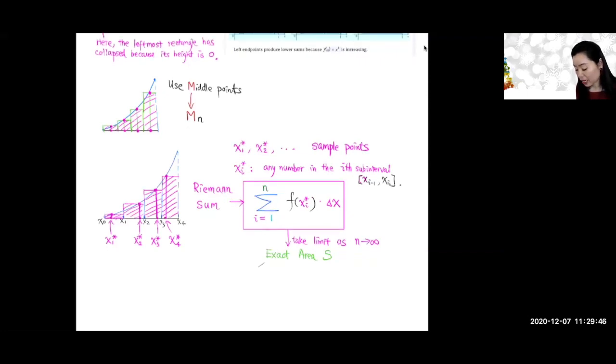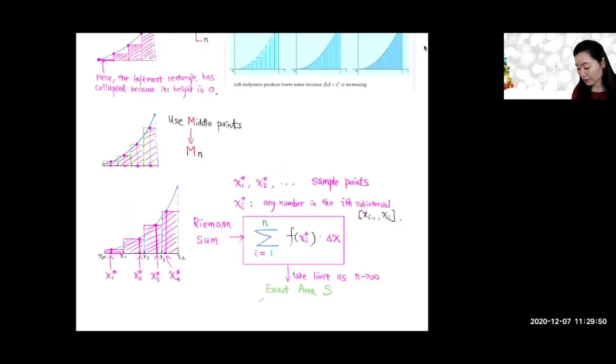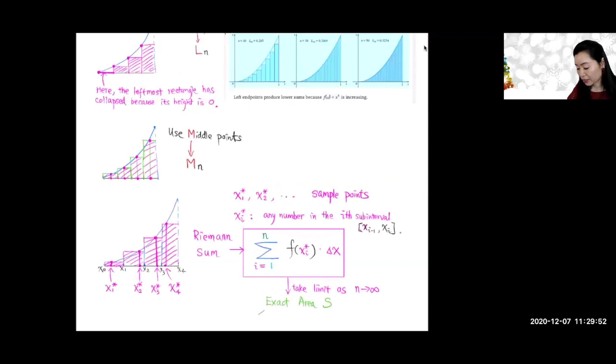Now you take the limit as n goes to infinity, just like what you have done before. You let n go to infinity, and the Riemann sum is going to approach the exact area under the curve. Okay, question?